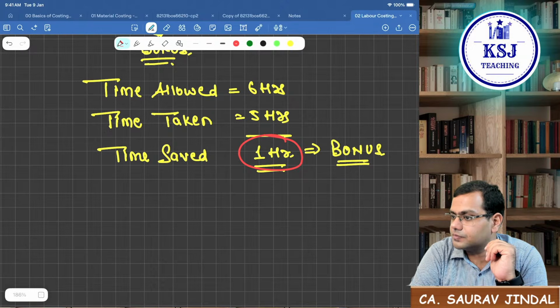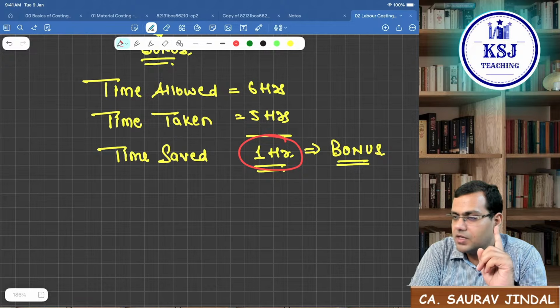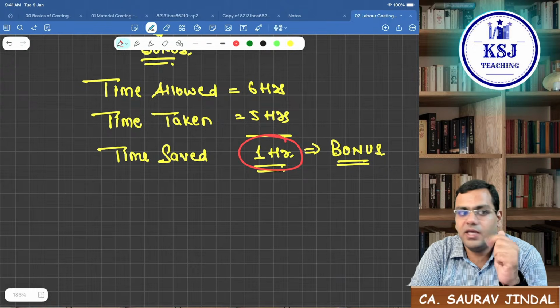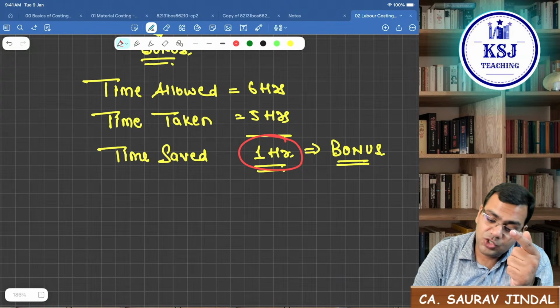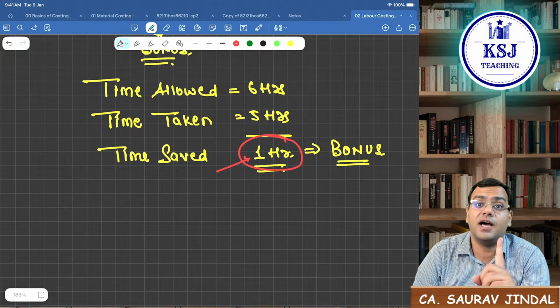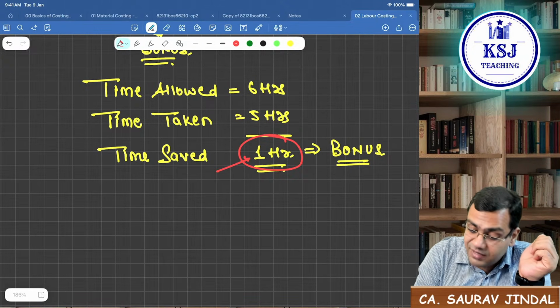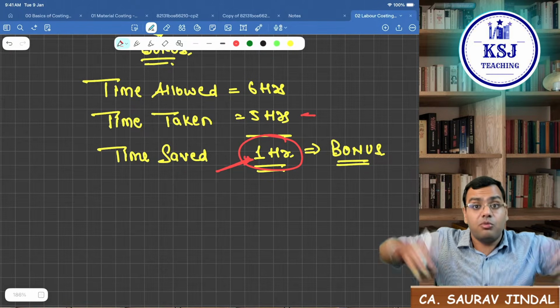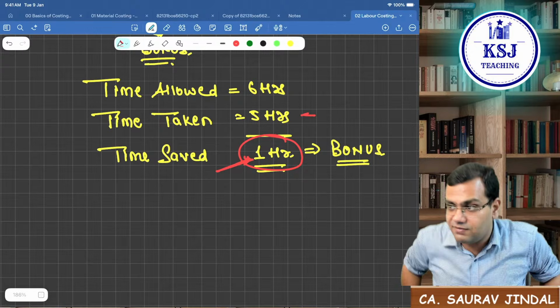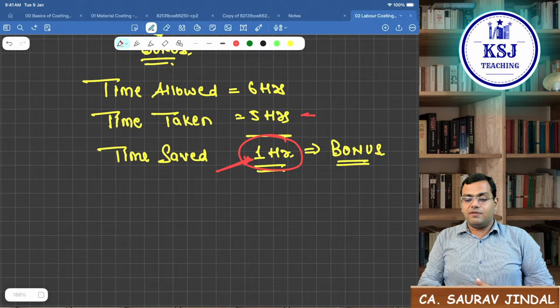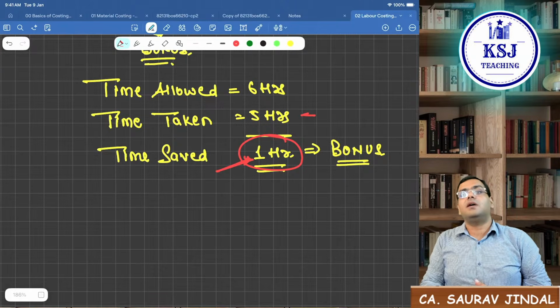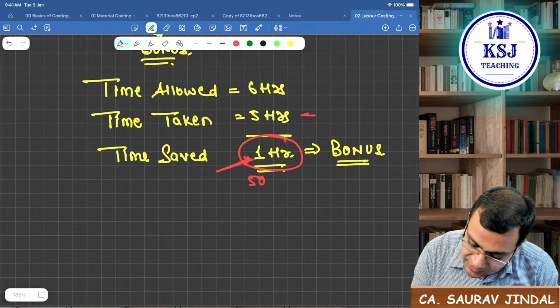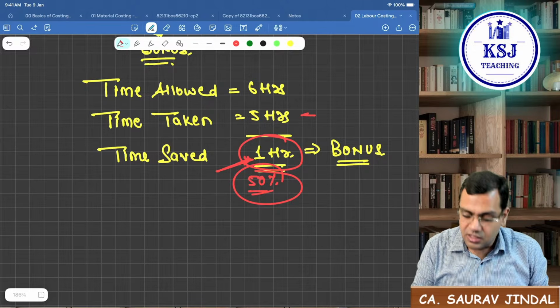But you have to be careful here, sir. What careful? Halsey says, do not pay the full bonus for this 1 hour. Otherwise, what will the employee try to do? The employee will try to complete the task in less time so that the time saved is more and the bonus is more. Giving incentive is good, but Halsey says, do not transfer 100% of the amount as bonus. They say give only 50% of this amount as bonus.